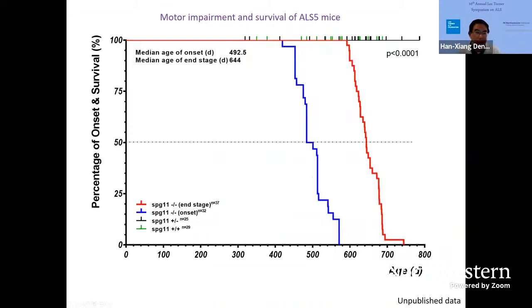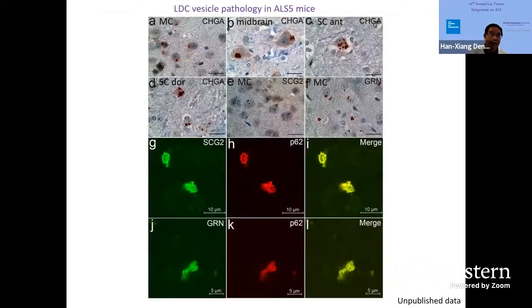We can say this is the curve showing the mouse develop disease, the loss of balance or whatever. It can be like 400 to 500 days, and the mice will uniformly die by 20 months plus or minus 2 months. Maybe like SOD1, it's very consistent. And then we check the pathology in the mice.